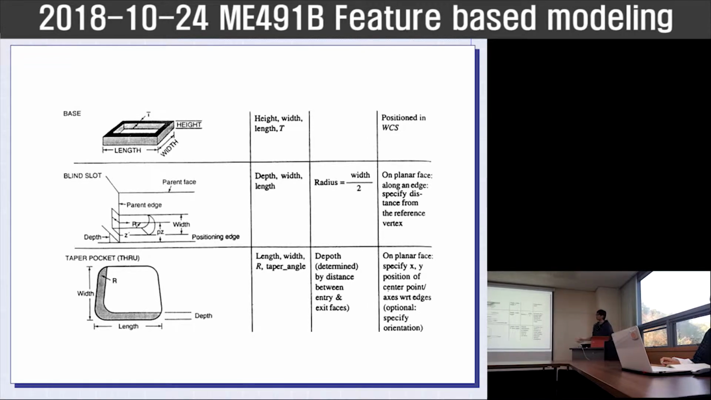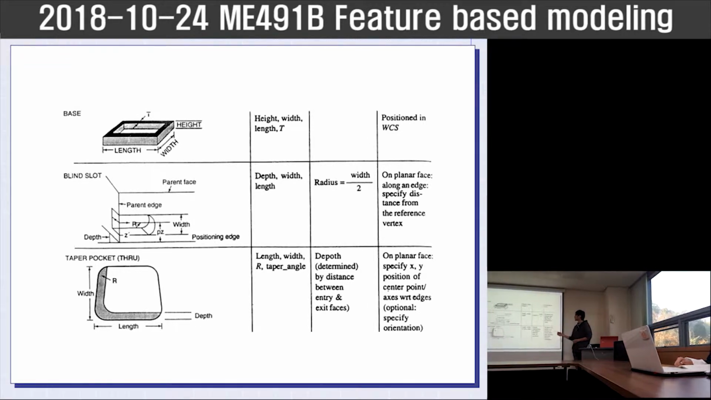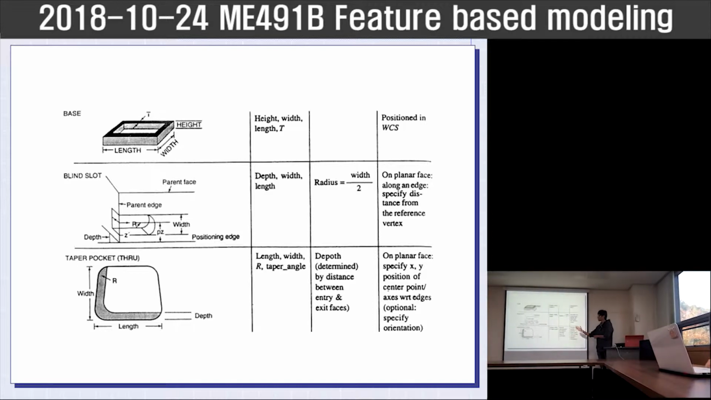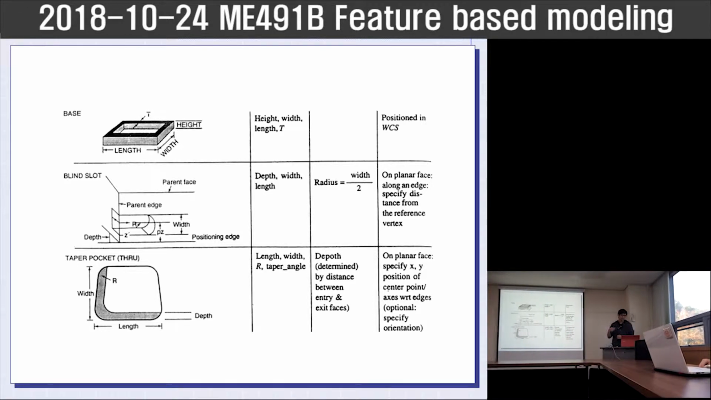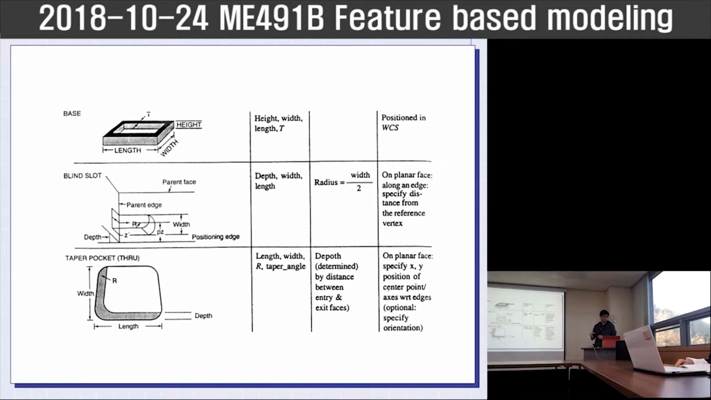Then some other kinds of features available could be a base, a blind slot, or a pocket. The pocket here is like some sort of empty space within the part.